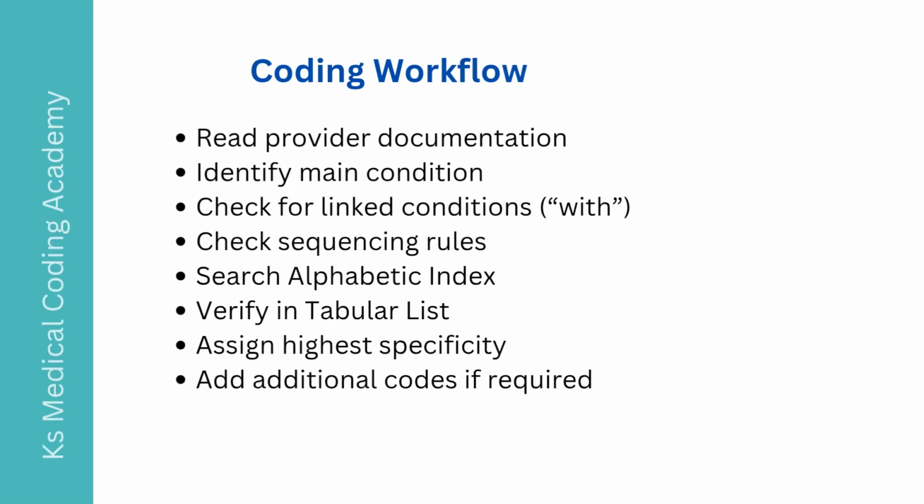Coding workflow. Follow this workflow for every record. 1. Read the provider documentation. 2. Identify the main condition. 3. Check for linked conditions using "with." 4. Apply sequencing rules. 5. Search the alphabetic index. 6. Verify the candidate code in the tabular list. 7. Assign the most specific code. 8. Add any required additional codes.